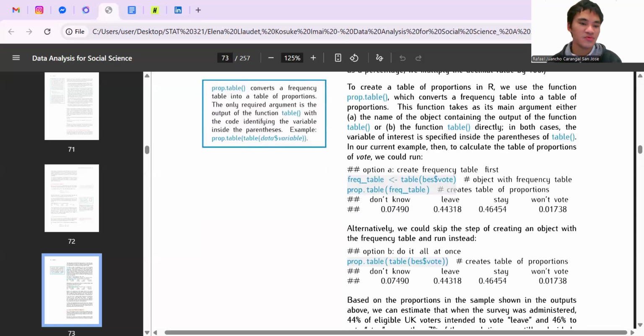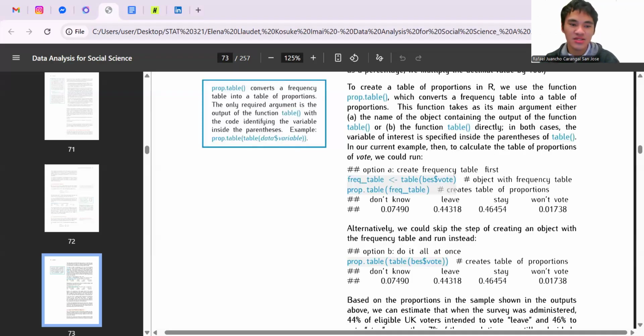So the way we want to do this is first we have to create that table again. I could have just copy pasted. Initially we have this frequency table, and then we want to assign that to some variable. Then we can do prop table of the frequency table, and this will give us the percentage of each.